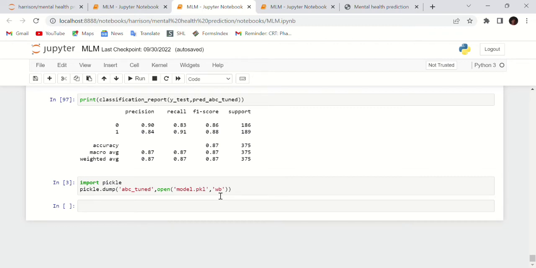Now we have to save the model. The final step is saving our model. We can do it by using the pickle.dump function.